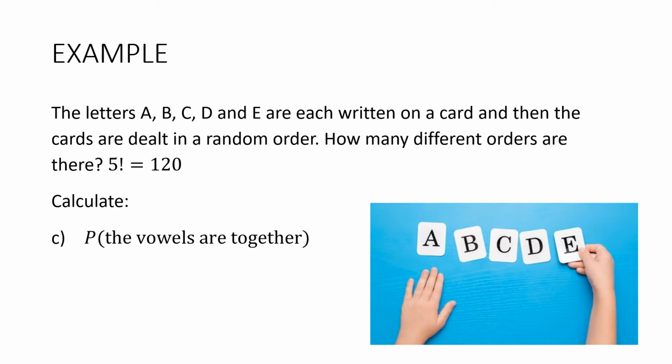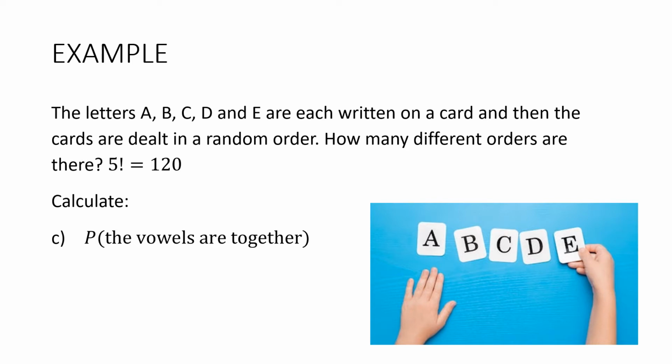So last lesson I left you with this question. The letters A, B, C, D and E are each written on a card and then the cards are dealt in a random order. How many different orders are there? 5 factorial or 120. Calculate the probability that the vowels are together.